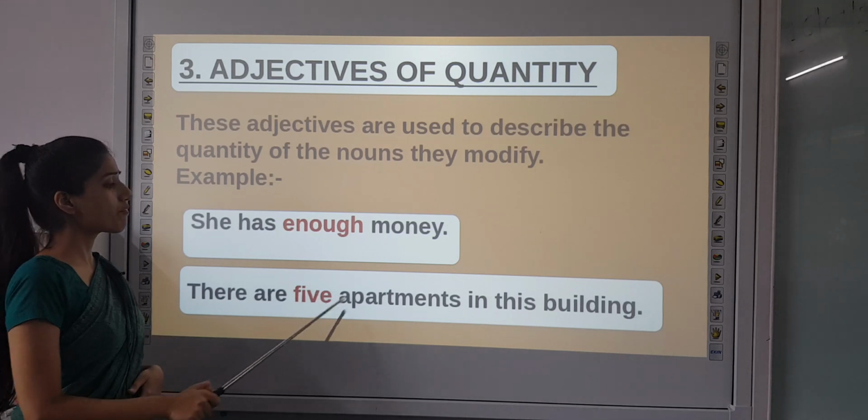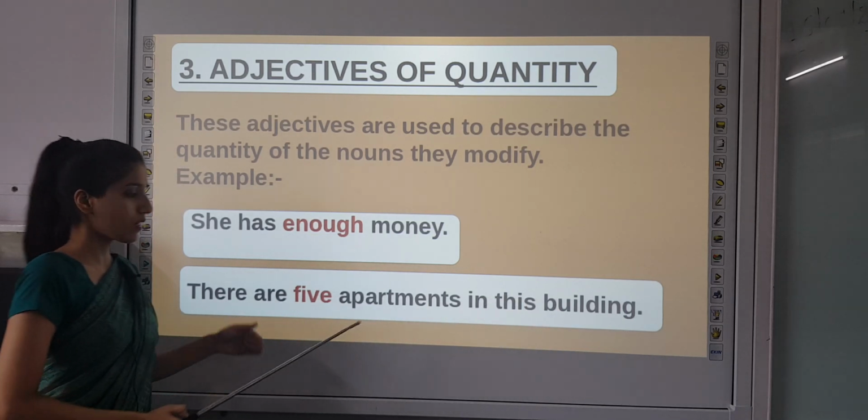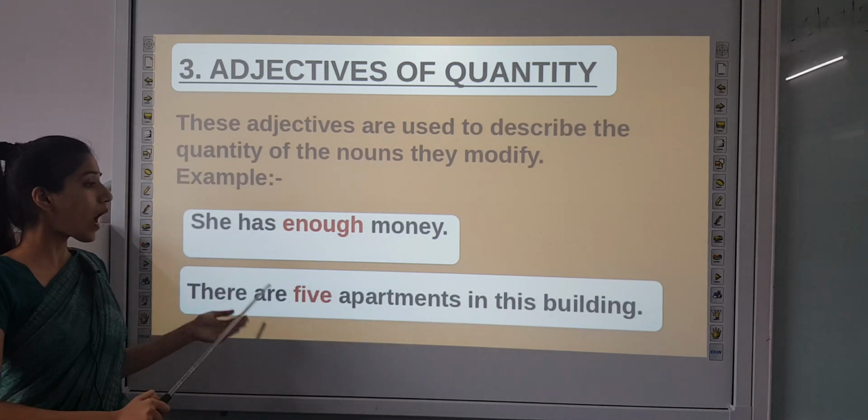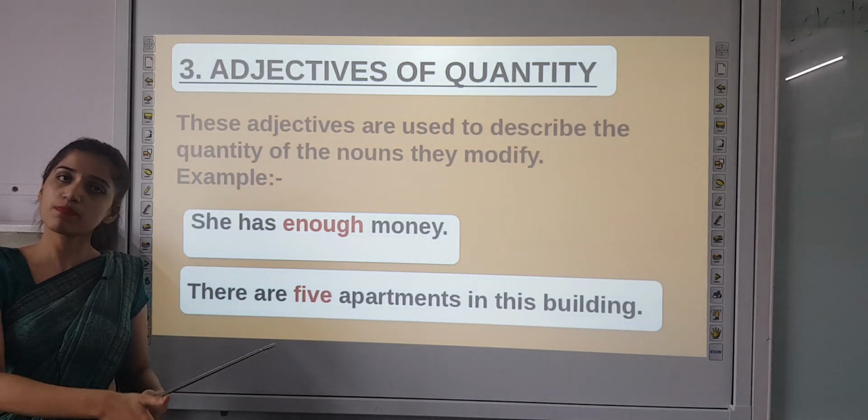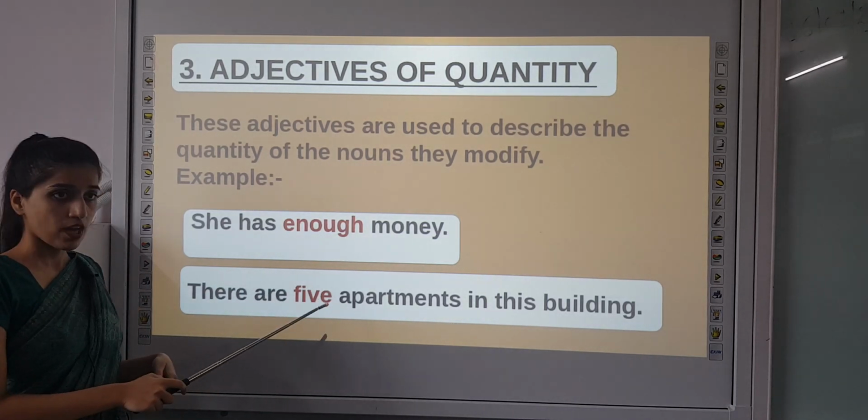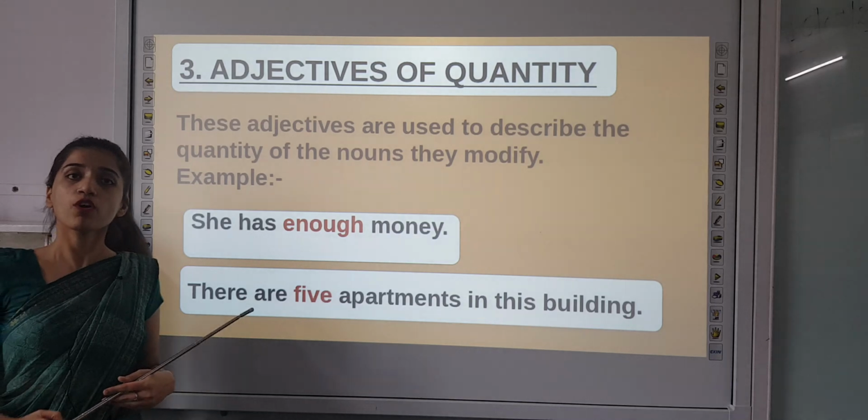There are 5 apartments in this building. So here as I am questioning it with how many apartments are there in this building, we are getting the answer as 5. So 5 is an adjective of quantity.